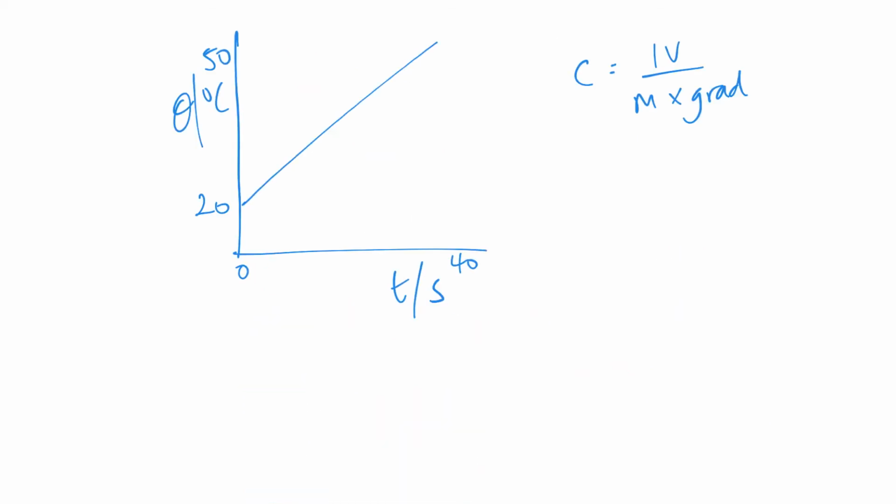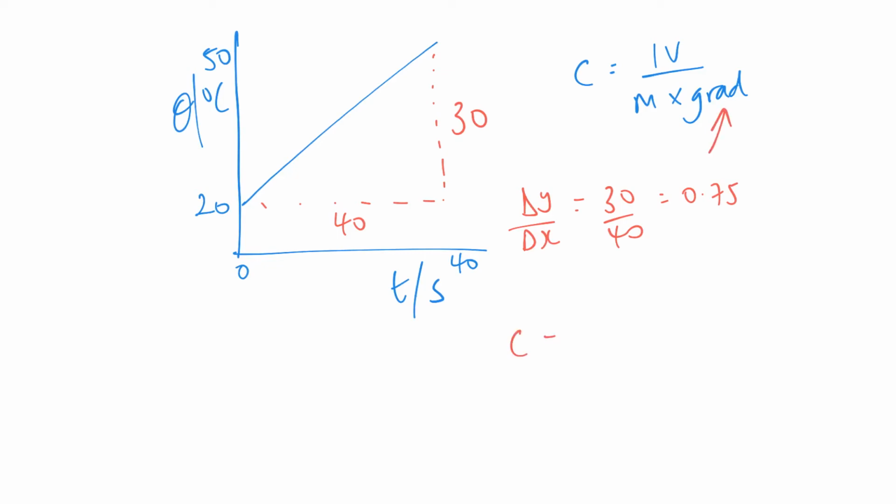So first things first, we get our data, we get a graph like this, and we need to find the gradient. So we do the change in the y-axis divided by the change in the x-axis. So we've gone from 20 to 50, so y is 30, and it's taken 40 seconds. So our value for the gradient equals 30 over 40, which is 0.75. So that's our value for that.